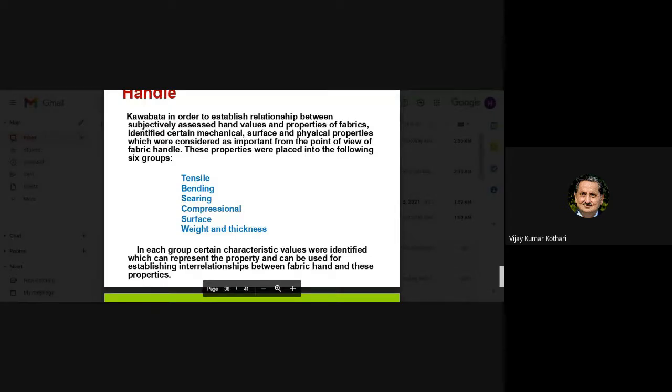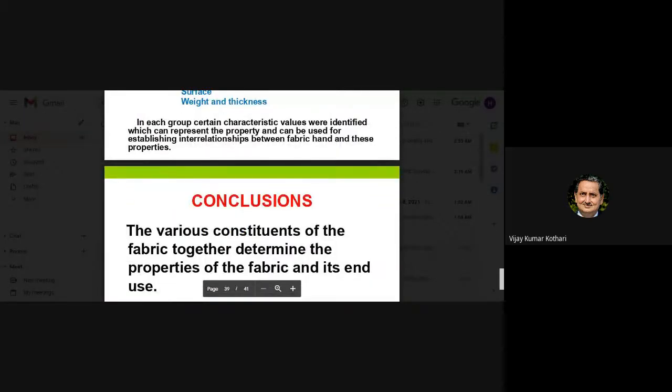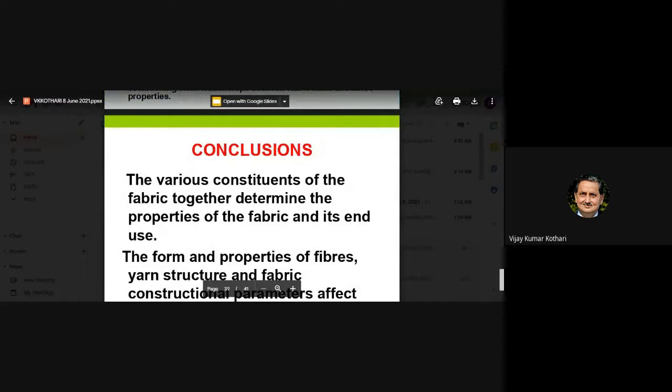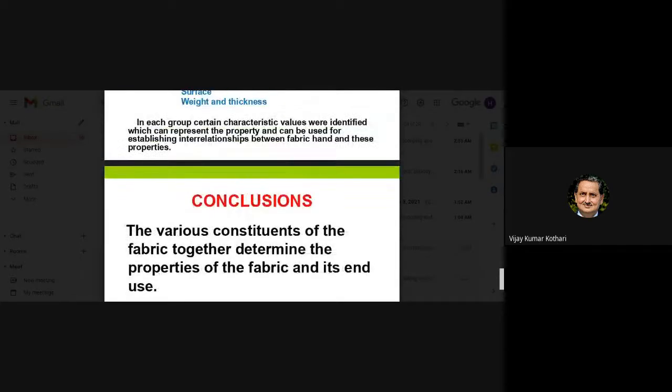What they found is that there are six basic characteristics of fabric properties which are extremely important. Among them are the tensile behavior. These are all low stress mechanical properties like tensile, bending, shearing, and compressional behavior. Then we have surface properties, and we also have dimensional properties such as weight and thickness. And they were able to relate these properties to the perceived feel of the fabric by the experts.